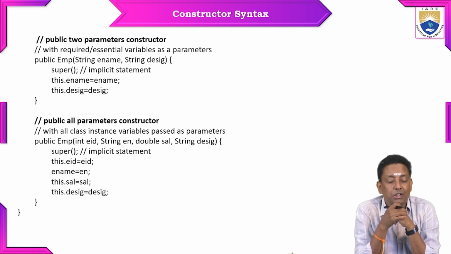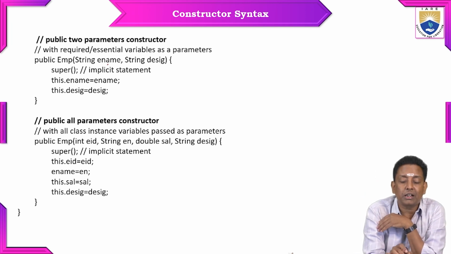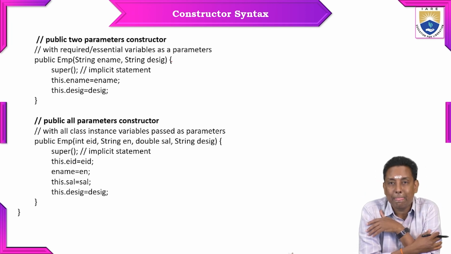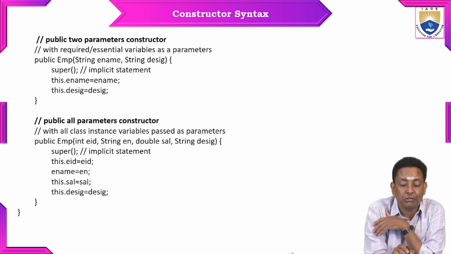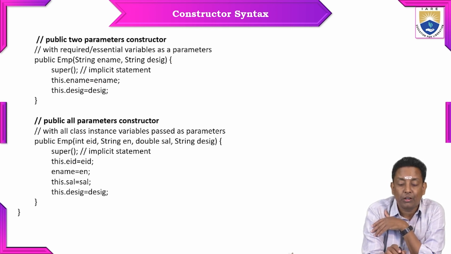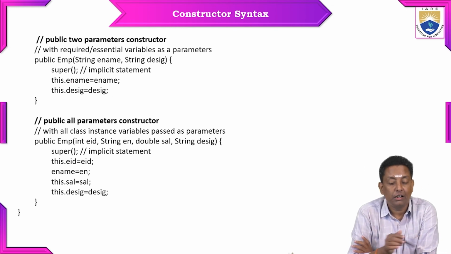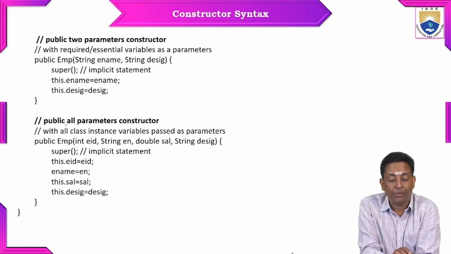So in the employee class, the essential parameters are employee name and designation, let us assume. You write one constructor with only those two parameters. Take them, and with this you differentiate class instance variables and constructor parameters. You assign employee name to employee name, designation to designation. Finish. Next, coming to the fourth one.